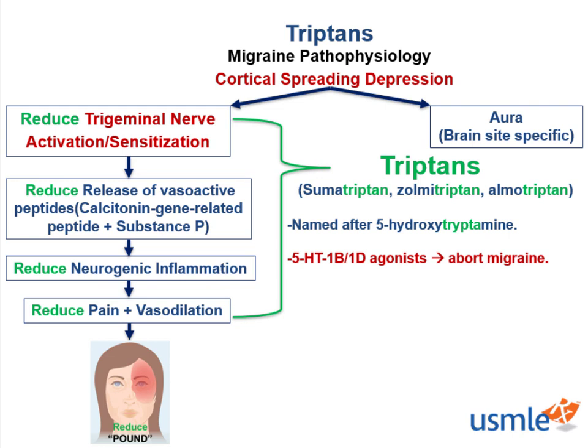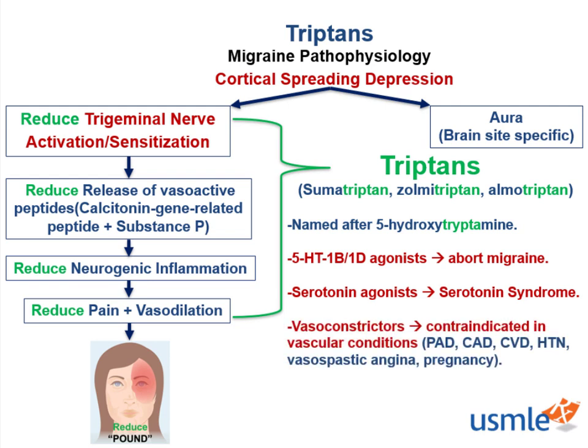Another high-yield point is that triptans abort migraines. Triptans are rescue medications that are best used soon after a migraine starts. They do not, and I repeat, do not prevent future migraines, and if taken too often, can actually cause migraines, as we'll discuss later. Additionally, triptans are serotonin agonists, and if taken in overdose or in combination with other serotonin agents, can cause the serotonin syndrome, characterized by changes in mental status, autonomic hyperactivity, and neuromuscular abnormalities. Classically, hyperreflexia and myoclonus.